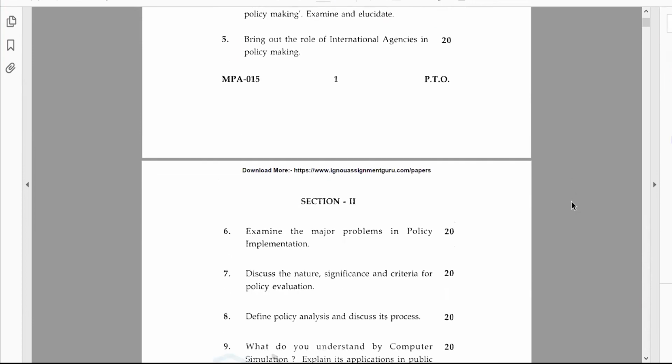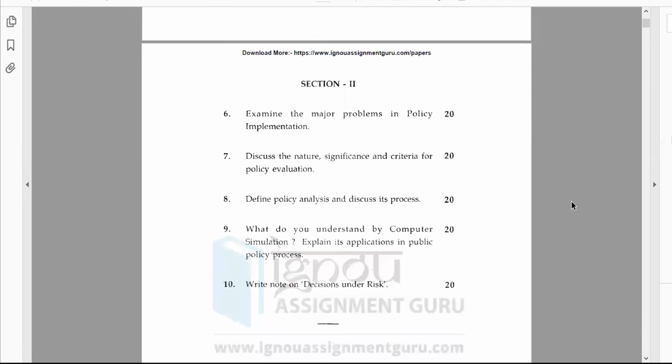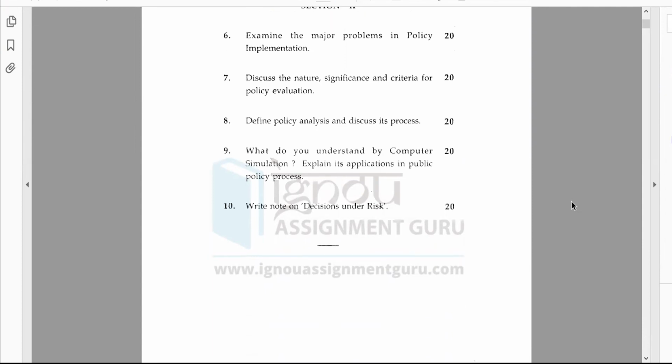Section 2. Examine the major problems in policy implementation. Discuss the nature, significance, and criteria for policy evaluation. Define policy analysis and discuss its processes. What do you understand by computer simulation? Explain its applications in public policy processes. Write a note on decisions under risk.